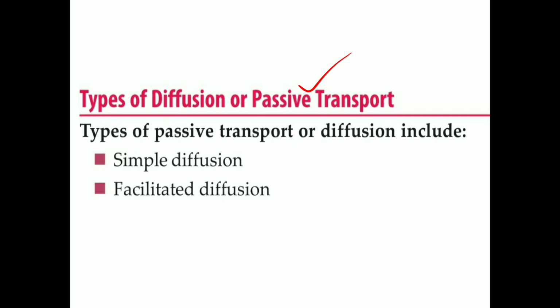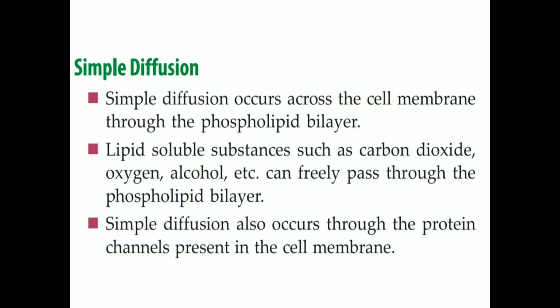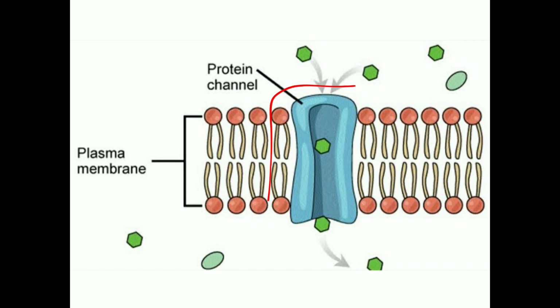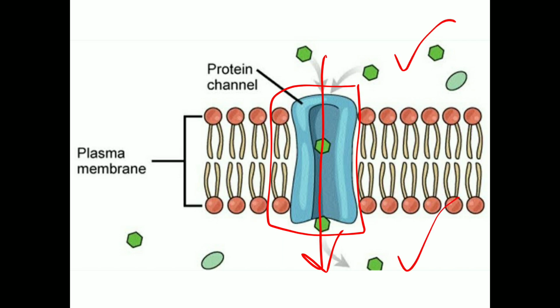The types of passive transport include two important types, which are simple diffusion and facilitated diffusion. Let's see simple diffusion. Simple diffusion occurs across the cell membrane through the phospholipid bilayer. Lipid soluble substances such as carbon dioxide, oxygen, alcohol can freely pass through the phospholipid bilayer, and it also occurs through protein channels present in the cell membrane. You can see that this is a protein channel, so the substances can pass through the protein channel from one side of the cell to the other side of the cell across the cell membrane.